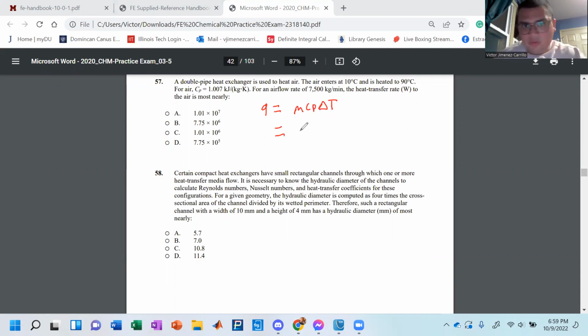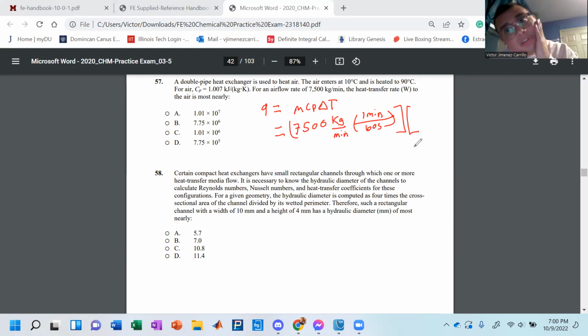We have m, which is just m dot in this case, 75,000 kilos per minute. But remember, we live in SI. We can't use per minute. We have to turn it into seconds. So convert it. And for every minute, 60 seconds.